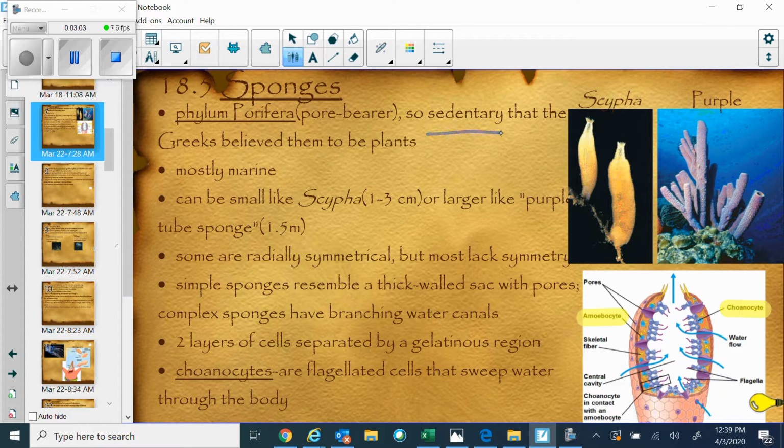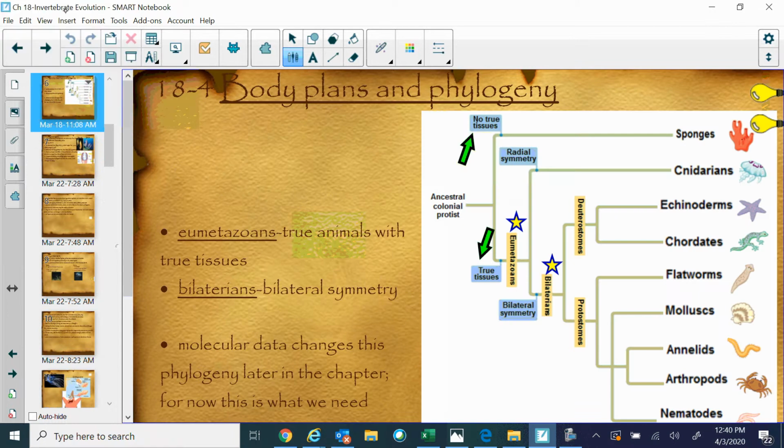They have to grab onto their environment. That's important. Mostly they live in marine environments, salt water, and they can be tiny, like this Scypha we see here. That's 1 to 3 centimeters, just over an inch on the large end. Or the purple tube sponge, represented by a 1.5 meter specimen over here. They get to be pretty big. 1.5 meters is around 5 feet. So that's a large creature. Some are radially symmetrical, but most of them lack symmetry at all, so not even bilateral. Remember, we're off on this side of the presentation. We're up here, okay? So you can see no true tissues and no radial symmetry or no symmetry at all.